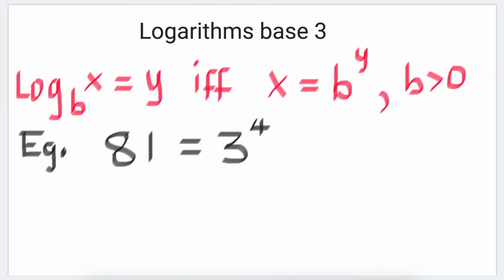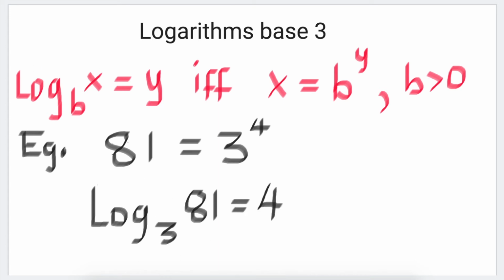Let's try a second example where we have logarithms that have a base 3. In this example, we have 81 equals 3 to the power of 4. How can we rewrite this using logarithms? Really easy. The first thing is we write log, and then our base is 3, of 81. So what is the exponent that gives us 81 if the base is 3? And the answer is equal to 4.